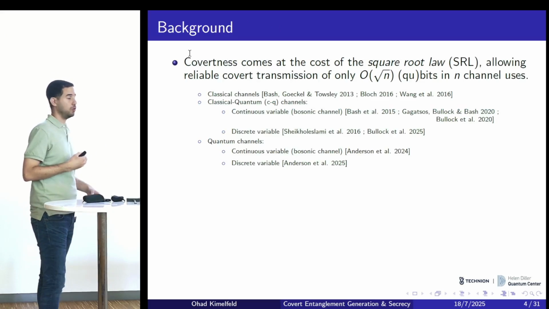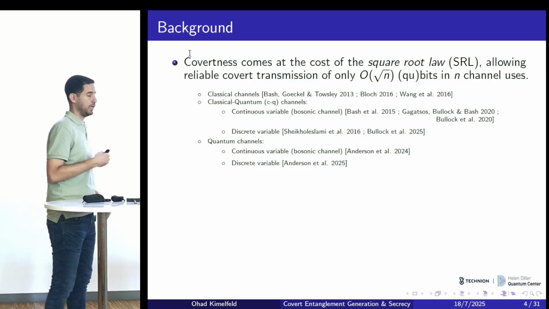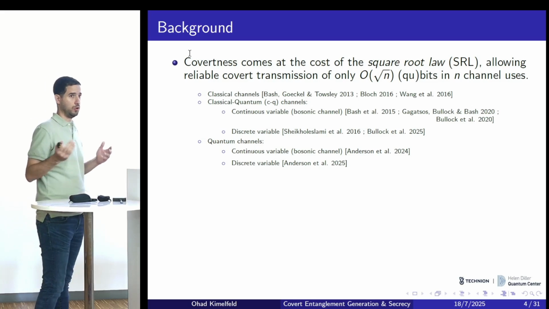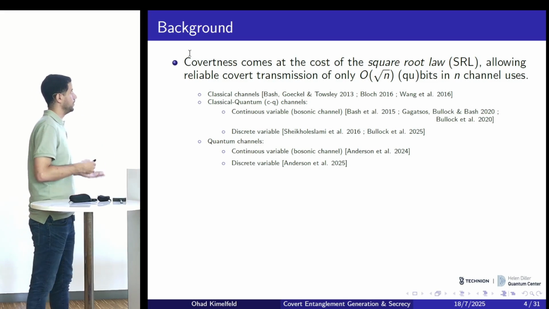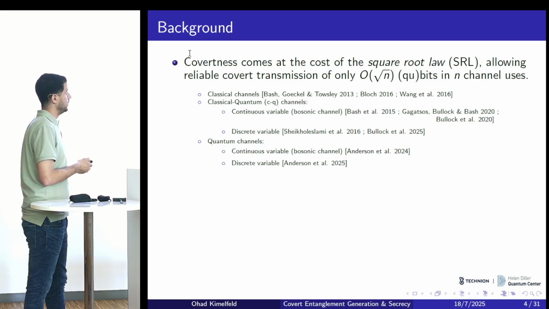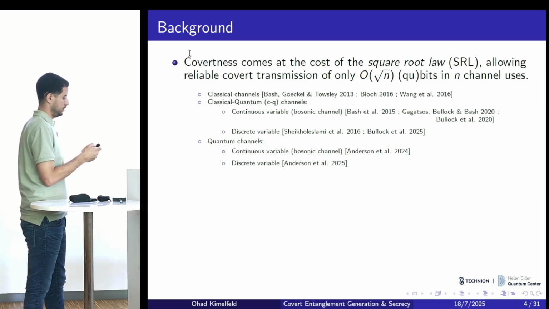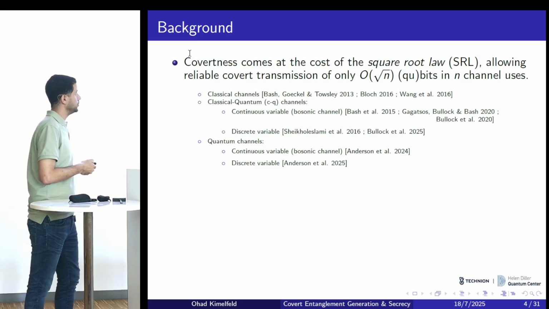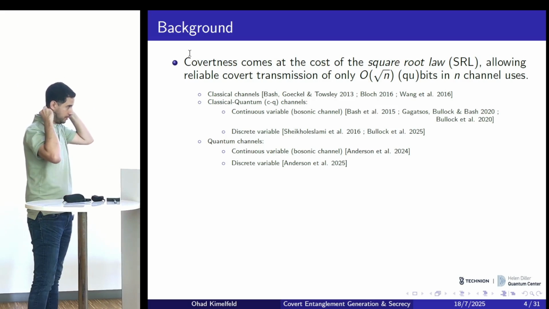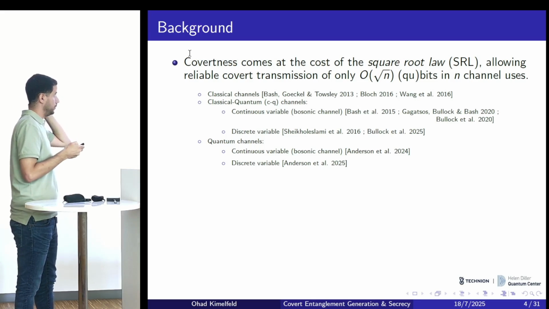Okay, but covertness comes at the cost of the square root law, the SRL, allowing reliable covert transmission of only the order of square root of n bits or qubits or e-bits, depending on the model, where n is the block length, in n channel uses. And as you can see, there's been extensive previous work on this topic, from classical channels, classical-quantum channels and quantum channels, both for continuous variables, bosonic channels, and for discrete variables.